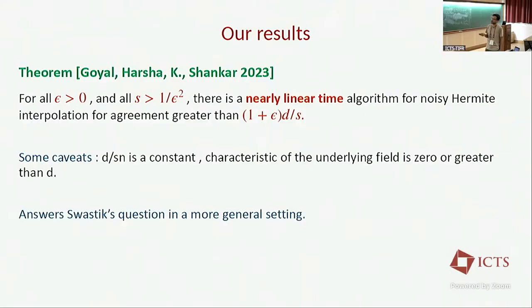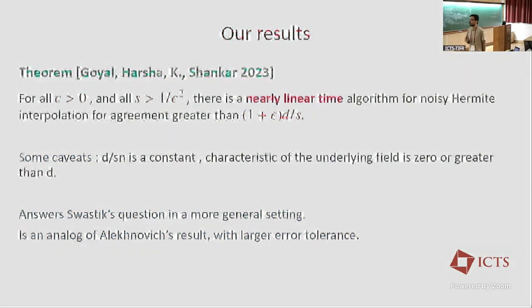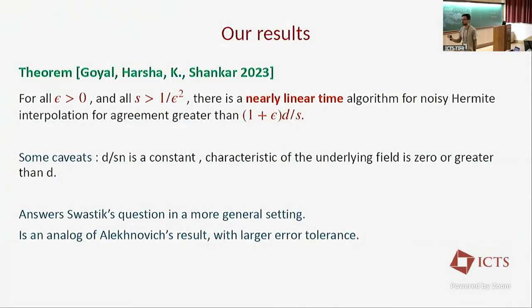So Swastik's question was whether we can do noisy Hermite interpolation up to the Johnson bound in nearly linear time. So this answers that, but in fact, with agreement significantly smaller than what Johnson promises. This is an analog of Aleknovich's result, but now we are in the setting where s is greater than 1. In fact, all of this requires s to be somewhat large compared to epsilon. So if we make s 2 or 3, we can. In fact, if you want to get to the Johnson bound for all s, we get nearly linear time. The algorithms are slightly different, but same techniques, similar ideas.